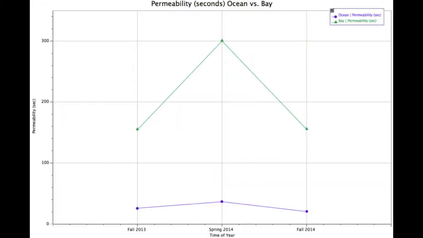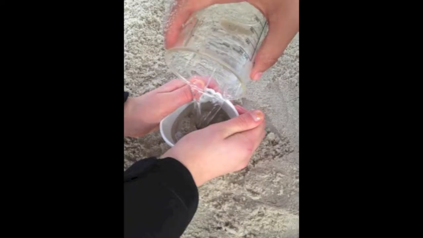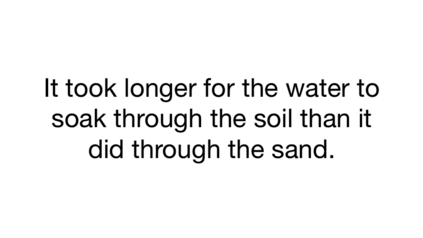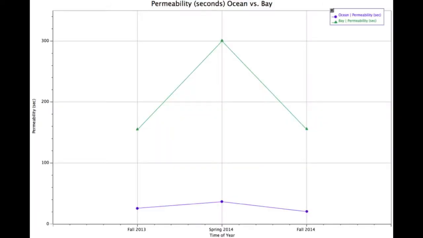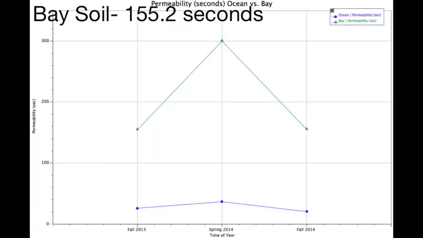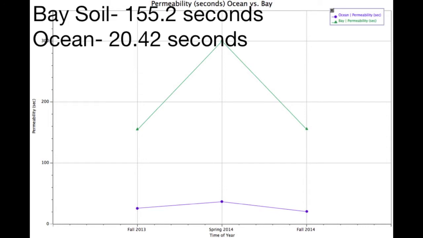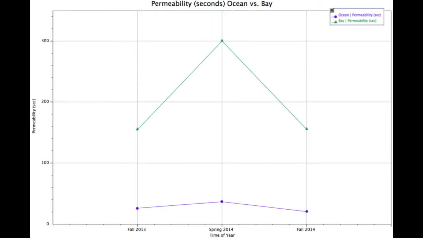This graph shows the permeability of the soil and the sand next to the ocean and the bay. The data shows that the permeability of the bay soil was lower than the permeability of the ocean sand, meaning it took longer for the water to soak through the soil than it did through the sand. In fall of 2014, it took 155.2 seconds for the water to soak through the bay soil, but in the ocean it only took 20.42 seconds. The spring of 2014 and the fall of 2013 exhibit the same pattern.